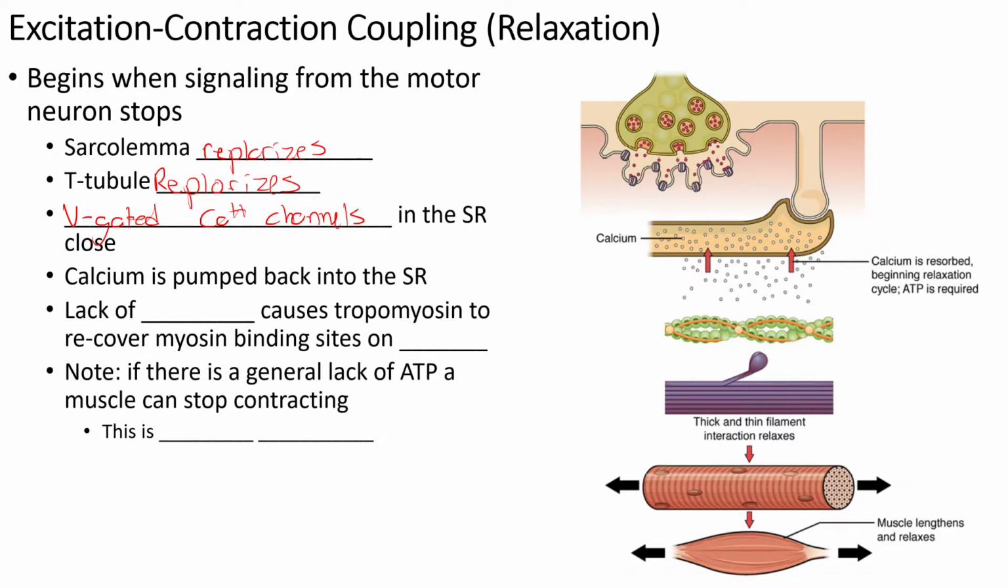The lack of this calcium will cause tropomyosin to cover myosin binding sites on actin. And that's it. The muscle will relax after this. You don't just have to have a removal of calcium to cause muscle relaxation. If you have a depletion of ATP, the muscle can also stop contracting. This is called muscle fatigue.